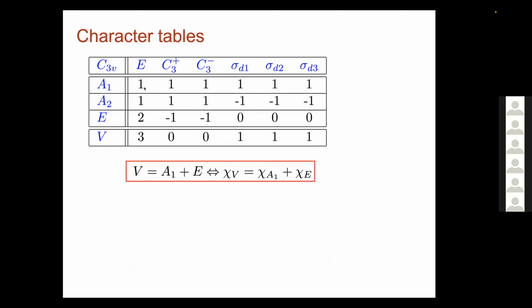The character for A1 is this vector, because it's the 6 traces. The character for E is this vector, the 6 traces. If you add these two vectors, 1 plus 2 is 3, 1 plus minus 1 is 0, etc., you see that this vector, each character is a vector, is the sum of these two vectors, okay?